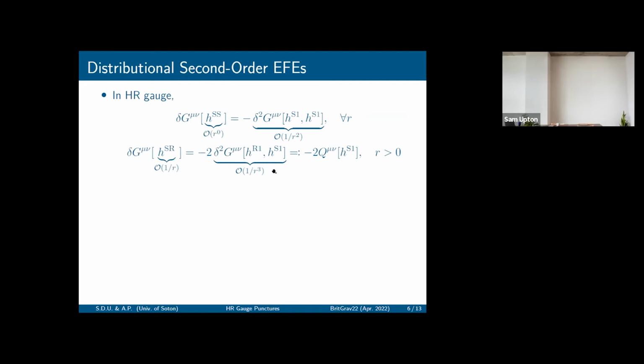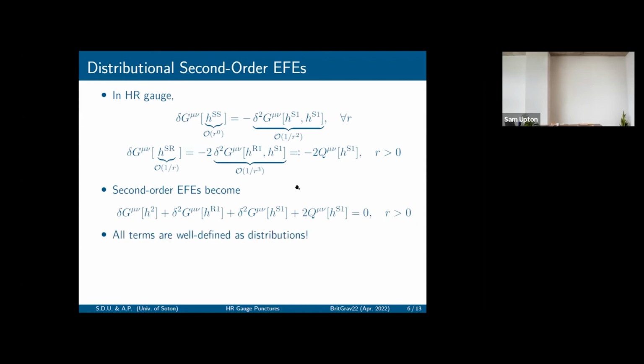This means that although 1 over r cubed is not integrable, because we are acting with a linear operator on an integral function, this is valid as a distribution. So we can write our second-order Einstein field equations as so. And then in fact, because all terms are well-defined as distributions, we can promote this to include a stress energy tensor on the world line, a second-order stress energy tensor. And this we derived in our previous paper.